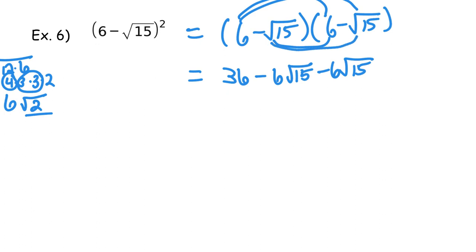And then we got negative times a negative. Square root of 15 times square root of 15. What happens when you multiply two square roots that are the same? That square root just goes away. Because you have two buddies of 15. So now we got 36 plus 15.